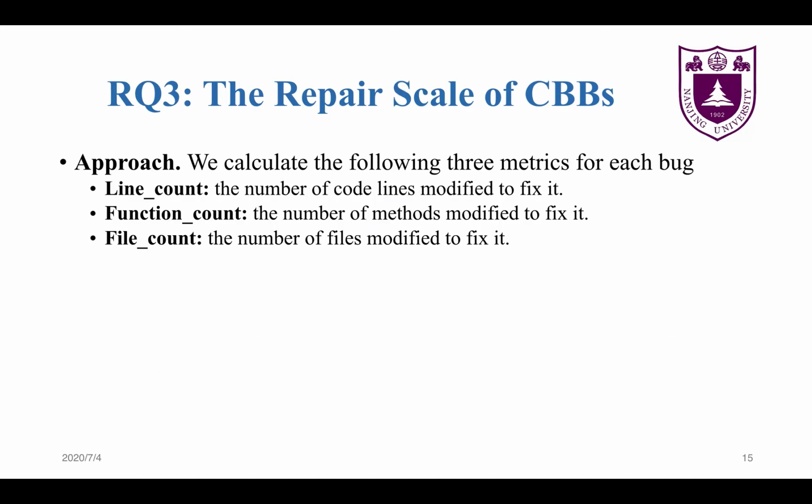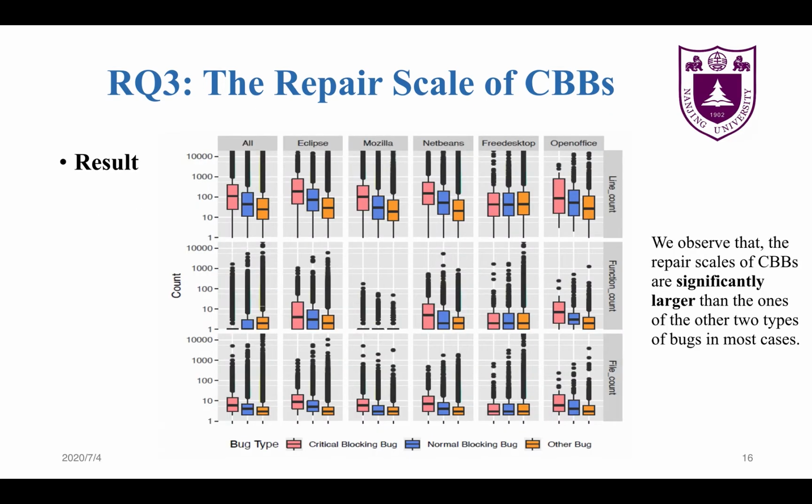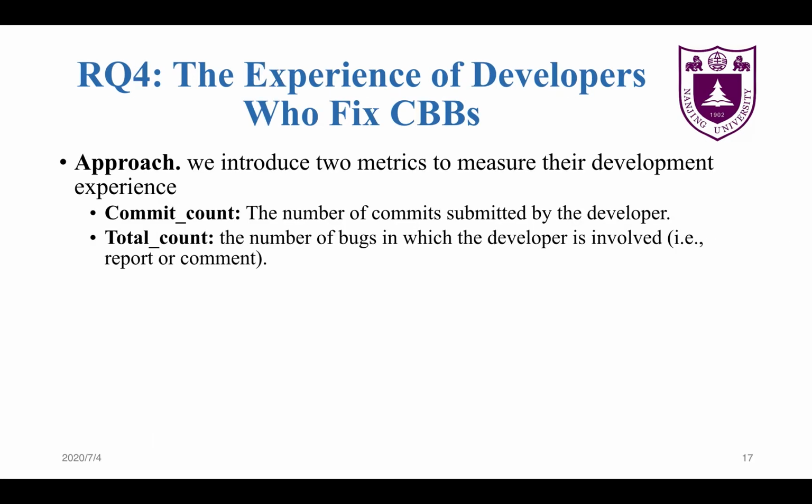This is the third RQ. Finally, we calculate the following 3 metrics for each bug. They are line count, function count, and fail count. This is our results of RQ3. From the figure, we find that the repair scalars of CBBs are significantly larger than the other types of bugs in most cases. This is the fourth RQ.